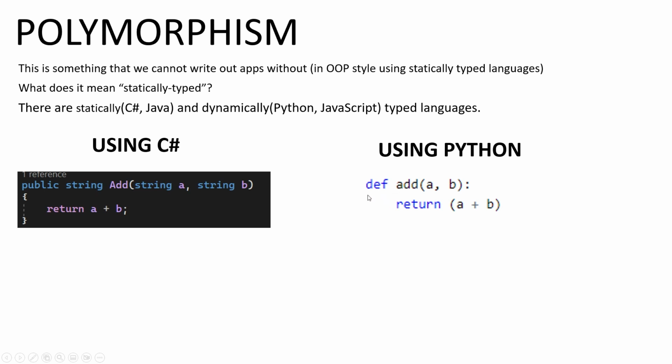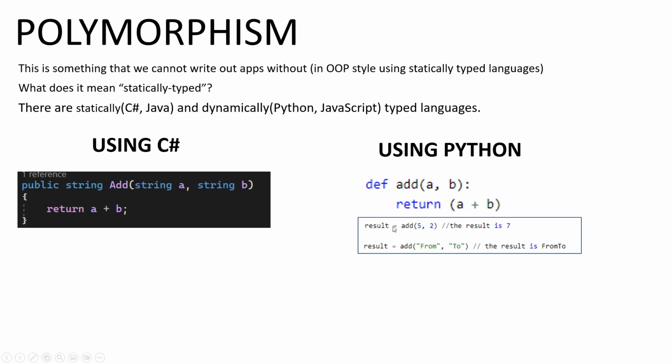Let's use this method. For example, here I'm using this method for adding just some integers. I'm passing 5 and 2, and the result is 7. Also, I can add text, strings. So I'm passing "from", I'm passing "to", and the result will be "fromto". As you can see, it's quite versatile.